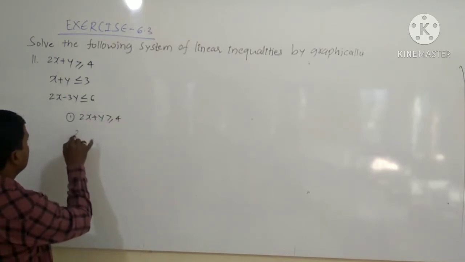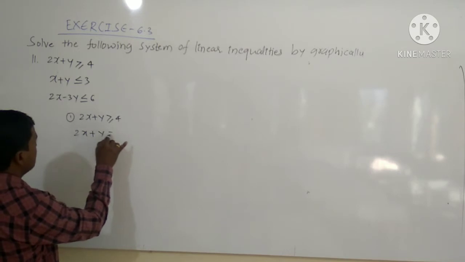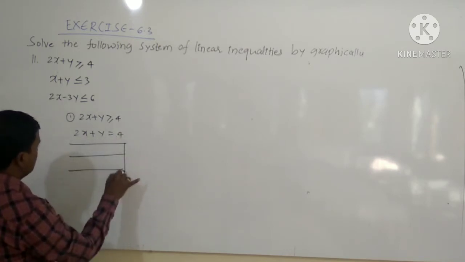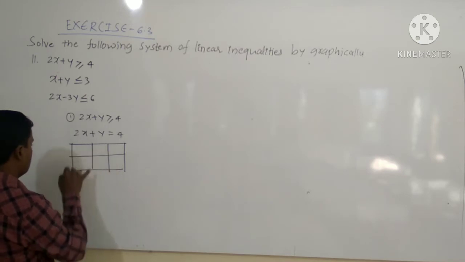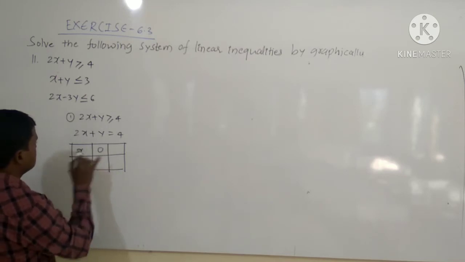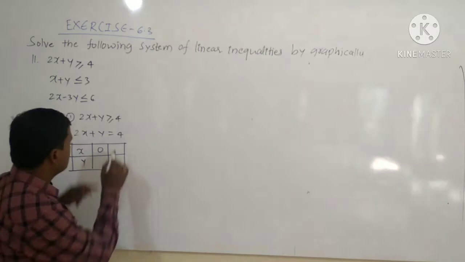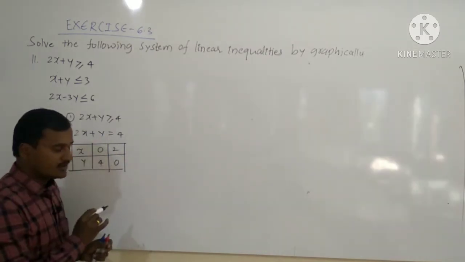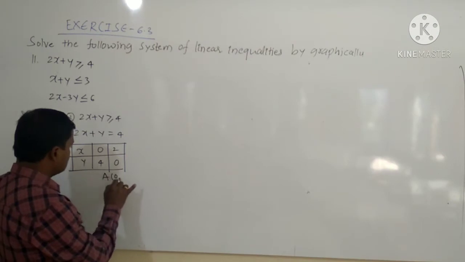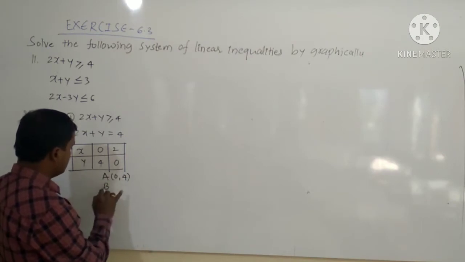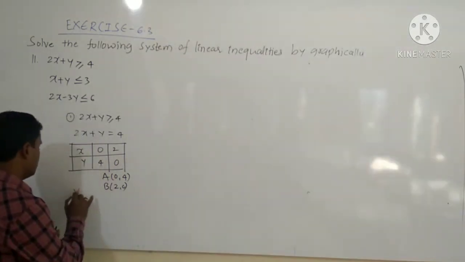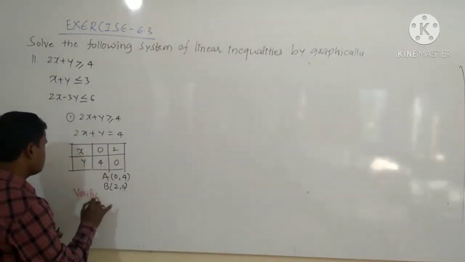Write the inequality as an equation, 2x plus y equal to 4. Okay, right. So what does it represent? Clearly it represents a straight line. To draw a straight line, we need two points. Put x equal to 0, what is the value of y? 4. Put y equal to 0, what is the value of x? 2. What is the first point? 0 comma 4. The second point is 2 comma 0. Okay. After that, here we have to go for verification.